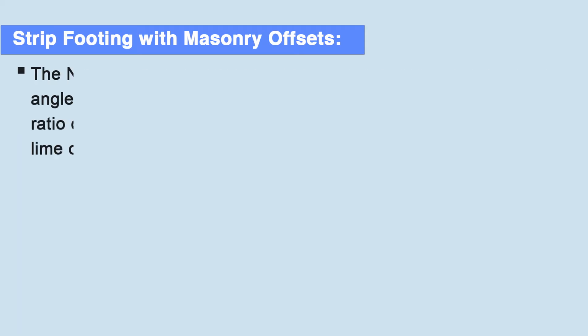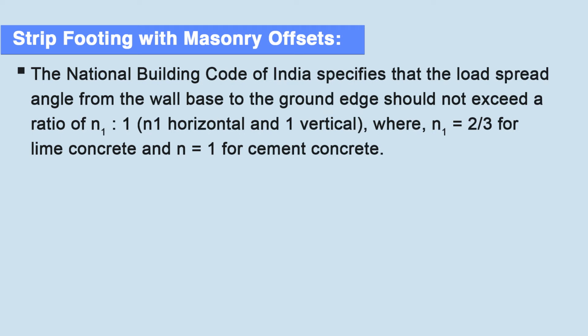permissible values. The National Building Code of India specifies that the load spread angle from the wall base to the ground edge should not exceed a ratio of n:1, where n is horizontal and 1 is vertical, where n is equal to 2/3 for lime concrete and n is equal to 1 for cement concrete.